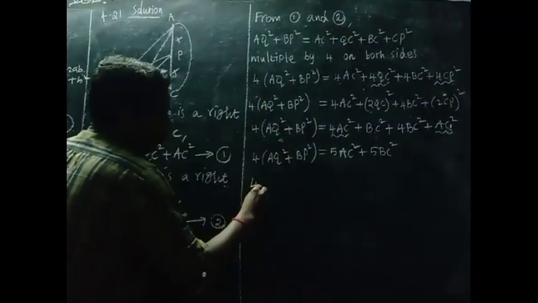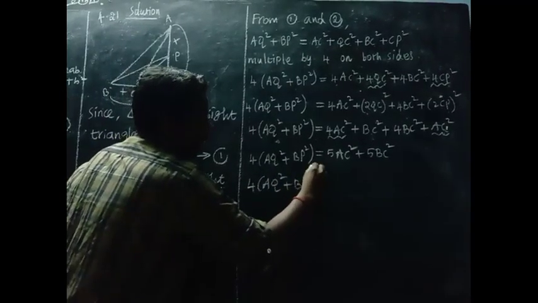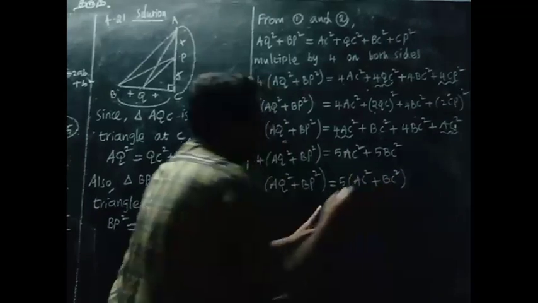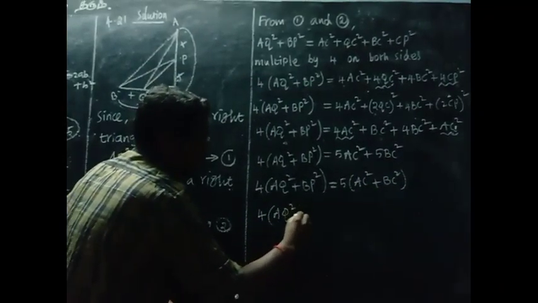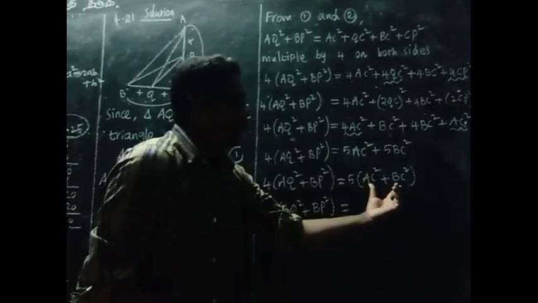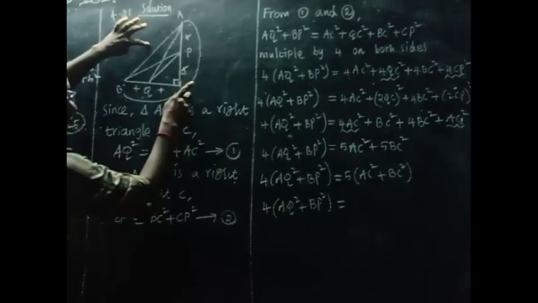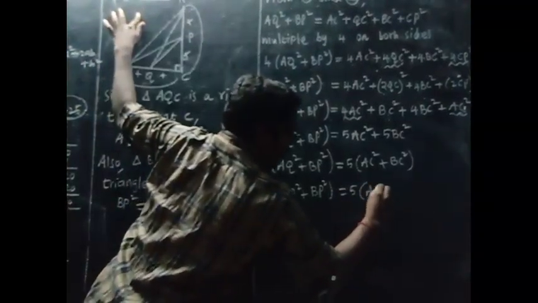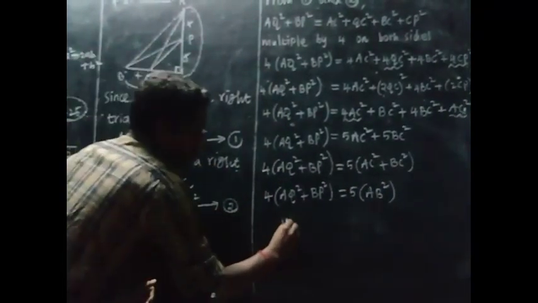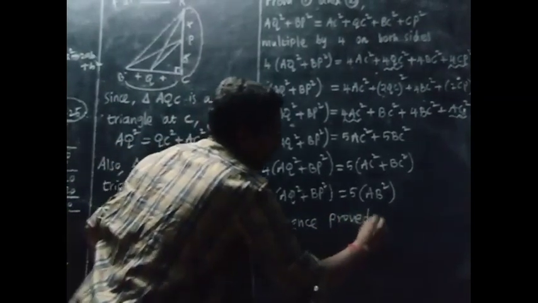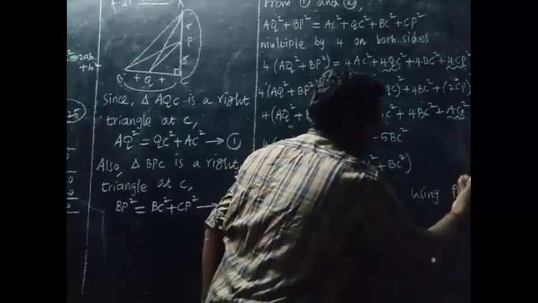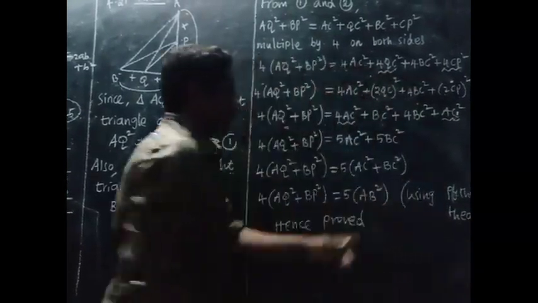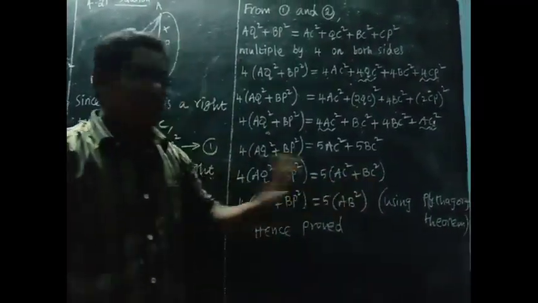Next, 4 into AQ square plus BP square equals, taking common, 5 into AC square plus 5 BC square, that is 5 into AC square plus BC square. Take the whole triangle ABC and use the Pythagoras theorem: the hypotenuse AB square equals AC square plus BC square. Hence proved, 4 into AQ square plus BP square equals 5 AB square.